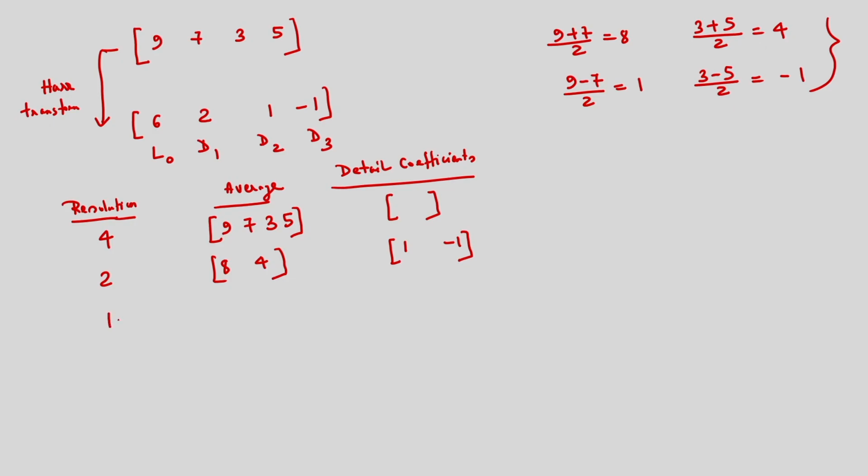After this, if I consider resolution 1, then in this case also I can determine the average value. Average is 6. And what about the detail coefficients? The detail coefficients will be 2. So this is the decomposition of a particular signal. The signal is 9735, and I am decomposing that signal, and ultimately what I will be getting? I will be getting 6, 2, 1, minus 1. That I will be getting after the decomposition.